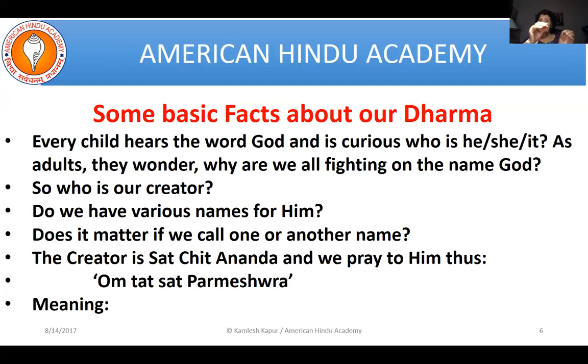Sat means it is true, it verily exists. Chit is it has awareness, and Anand is that it gives us happiness. And when we pray, we say Om Tat Sat Parmeshwara, that you supreme divine being, you verily exist, and you are giver of Anand, Satchidanand.